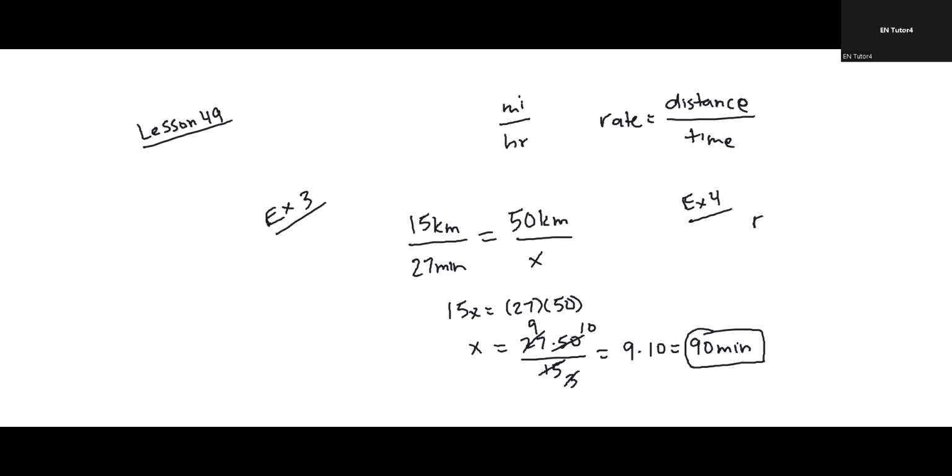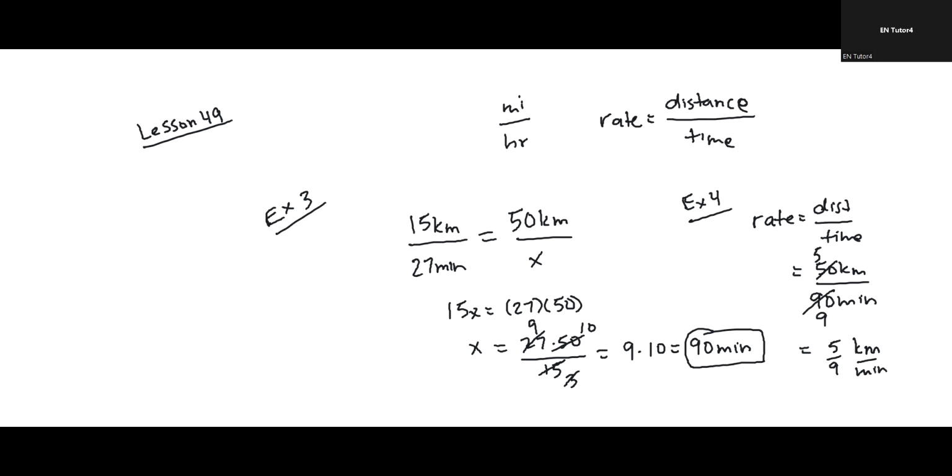So remember, rate equals distance over time, and the distance for the entire race is 50 kilometers divided by the time we found out to be 90 minutes, right? And so both of those are divisible by 10. That becomes a 9. That becomes a 5. And so the final rate is going to be 5 over 9 kilometers per minute.